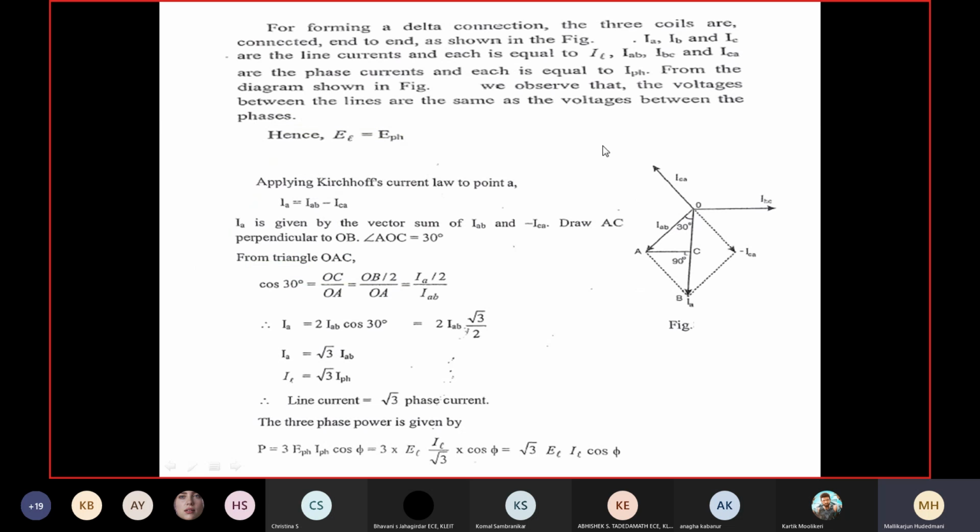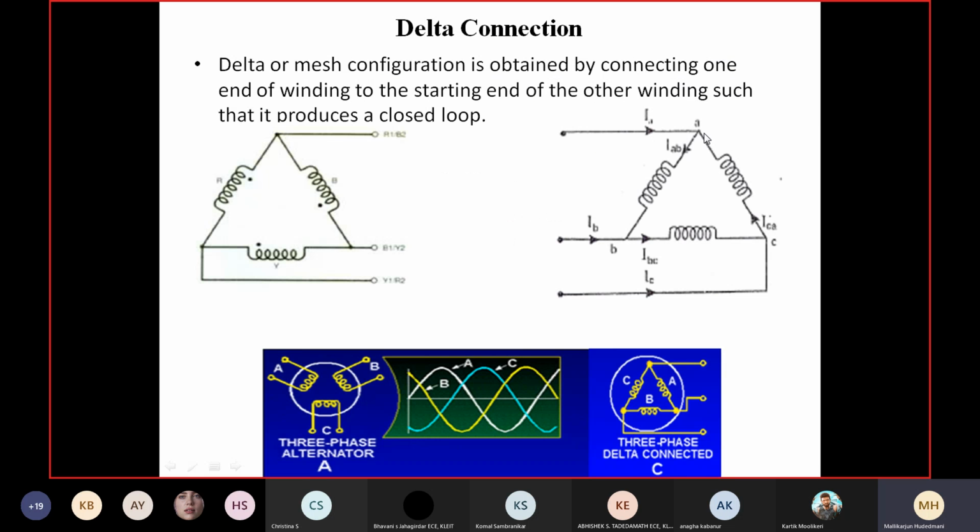Now when you see IA, IB, IC entering the junction A, there is a branching of path. Yes or no? Let us mark A to B, IAB, B to C, IBC, C to A, ICA. Can you see this? IAB, IBC, ICA are the current flowing in the phase winding. Winding 1, winding 2, winding 3. So definitely IA is not same as IB or IC, correct or no? Yes, it is not the same.